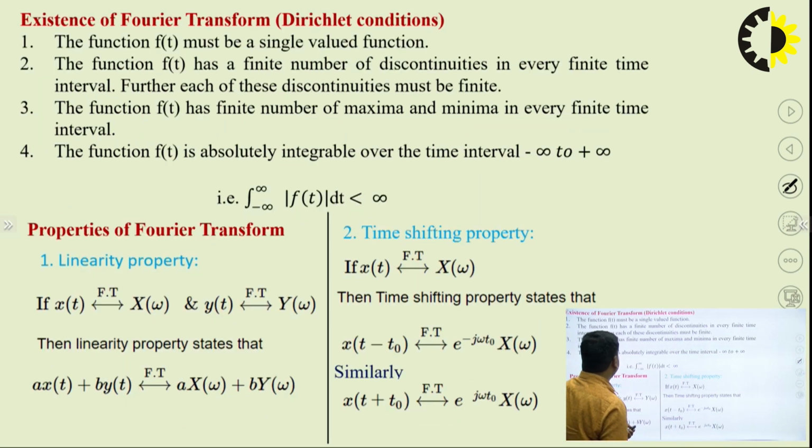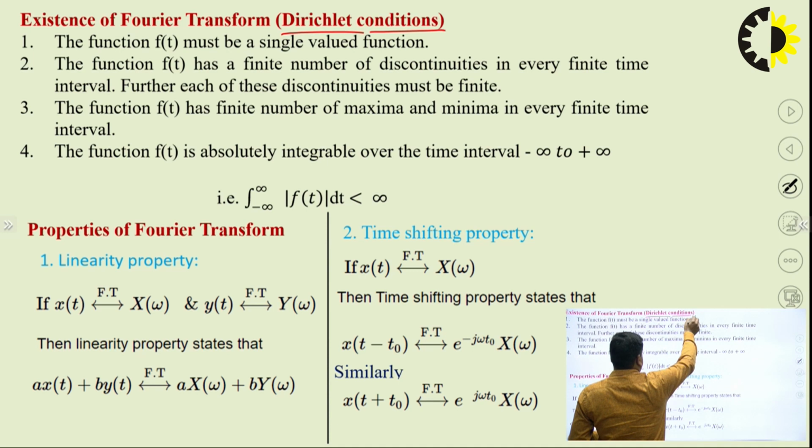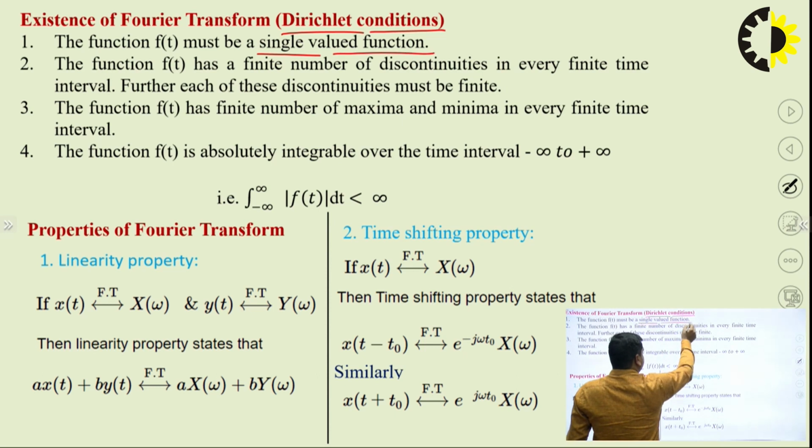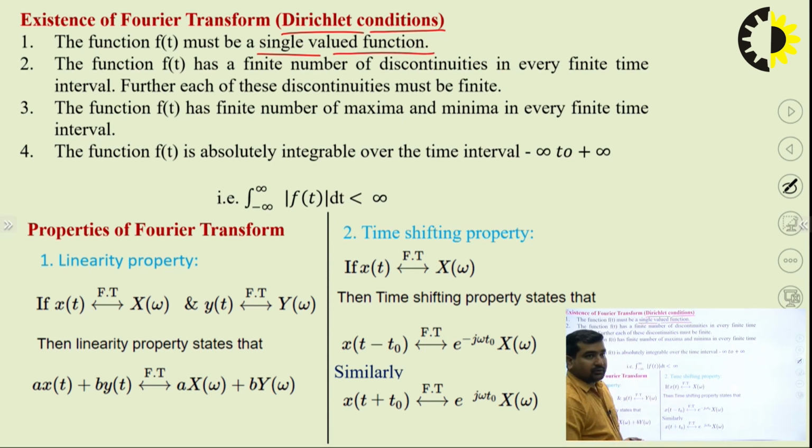Okay, regarding the existence of the Fourier transform, any function cannot be transformed. It must follow a condition called the Dirichlet condition. Okay, so what are the Dirichlet conditions? The first one is that the function must be a single valued function. It means that at a particular time the value of that function is fixed, not varying. That is called a single valued function.